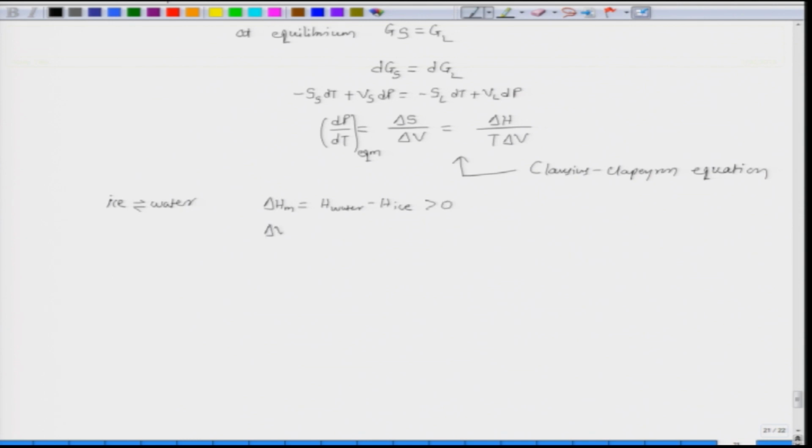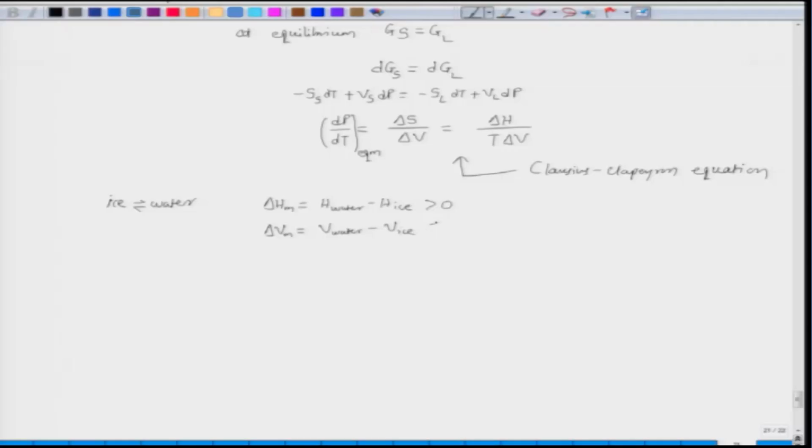What about delta V? Molar volume of water minus molar volume of ice. Should it be negative or positive? Normally for melting the volume will increase, right, because the liquid phase will have higher volume than the solid phase. But for water it is reverse, because ice has lower density than water near 0 degree Celsius. So, because of that the melting will be associated with a reduction in volume. Water will have lower volume than ice, and so delta Vm is less than 0.